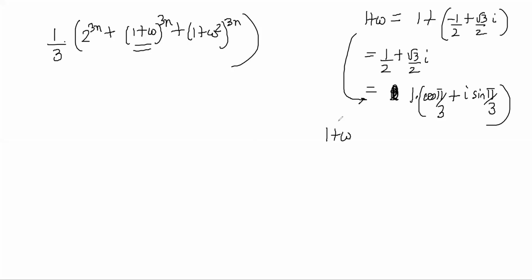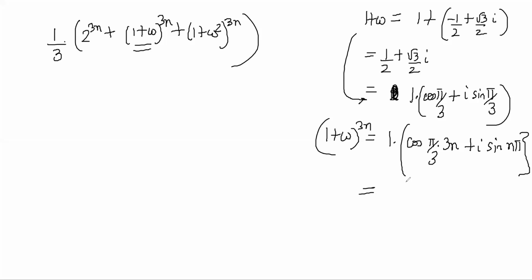So (1 plus omega) power 3n will be what? By De Moivre's theorem, 1 into cos of pi by 3 into 3n, plus i sin of pi by 3 into 3n, which is n pi. So cos n pi plus i sin n pi, and sin n pi becomes 0, so it is cos n pi. Cos n pi can either be 1 or minus 1 depending on whether n is even or odd. If n is even, cos n pi is 1. If n is odd, cos n pi is minus 1.